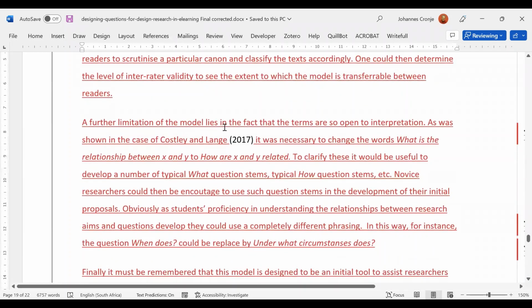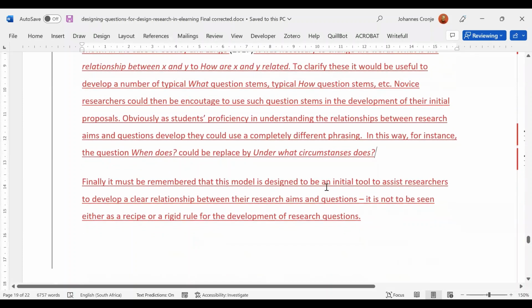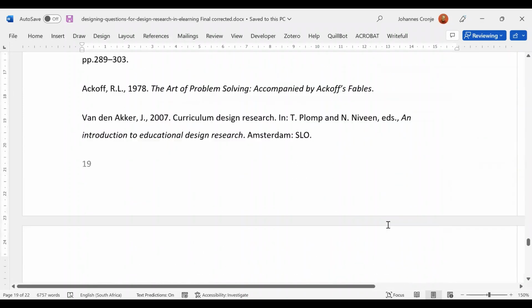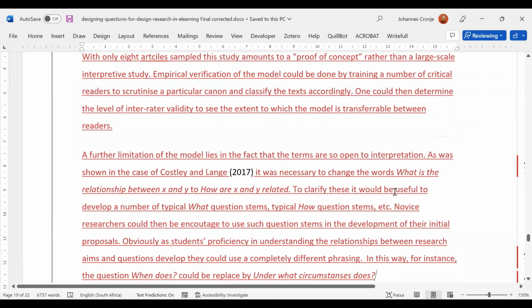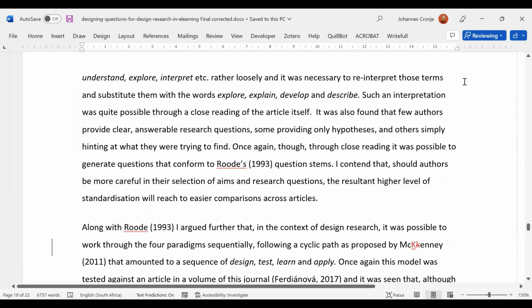Then I look at a further limitation of the model, which lies in the fact that the terms are open to interpretation, and I explained that. I did that up front. And then finally, the model is there as an initial tool to assist readers. It's not a recipe. And that is the story. So that is how I addressed these questions and how it went back to the editor, and it was eventually published, and I will let you have a copy of that as well.